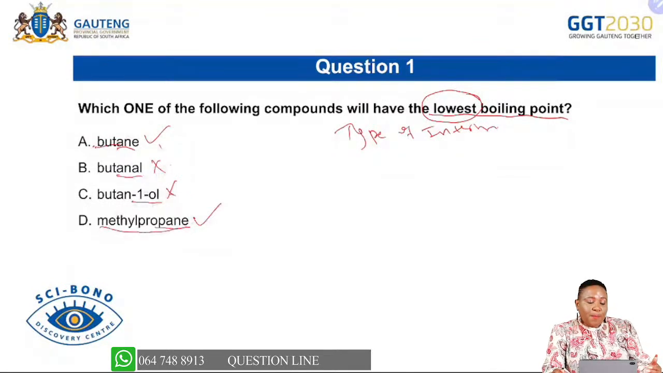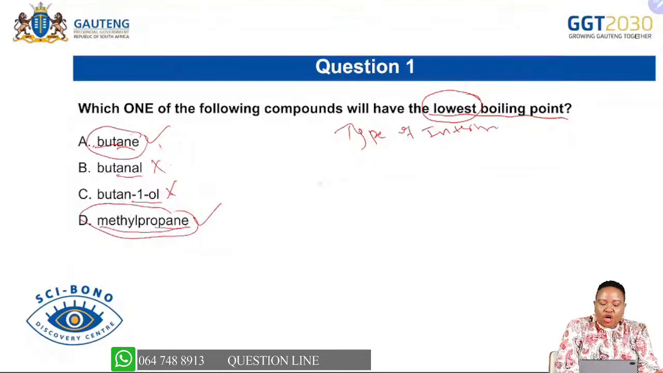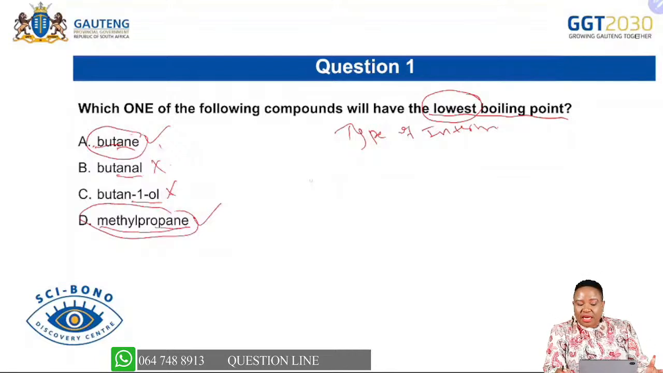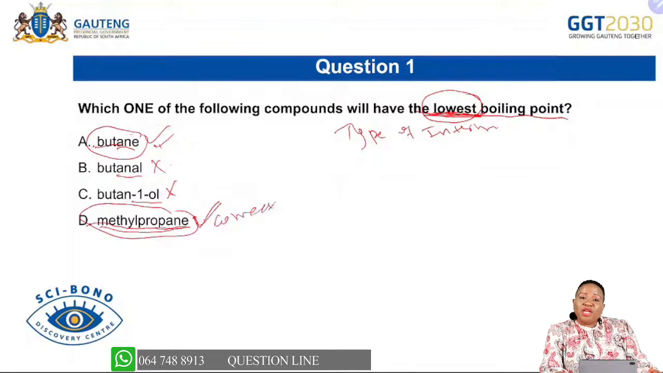So now we are comparing between alkane A and alkane D. Now, what is the difference between alkane A and alkane D? The independent variable is the what? The surface area. This one is methyl propane, this one is butane. So when you draw the structure, you know that what makes them different is the surface area. So we know that the larger the surface area, the stronger the intermolecular forces. The lower the surface area, the weaker the intermolecular forces. So if the intermolecular forces are weaker, the structure will have the lowest boiling point. So that is why D is our correct answer. But remember, the possibility was between A and D, not C and B.